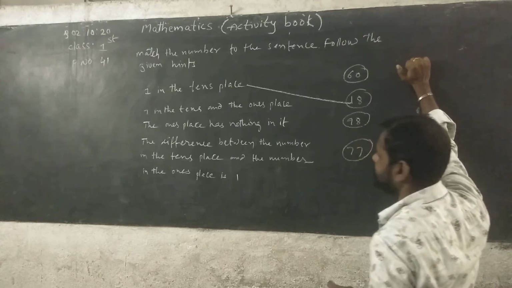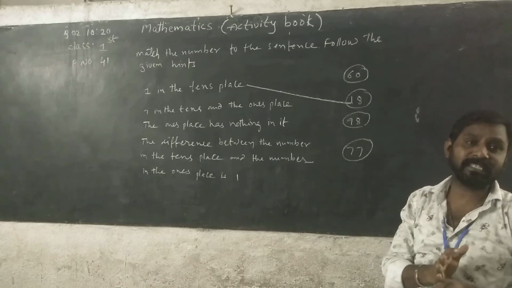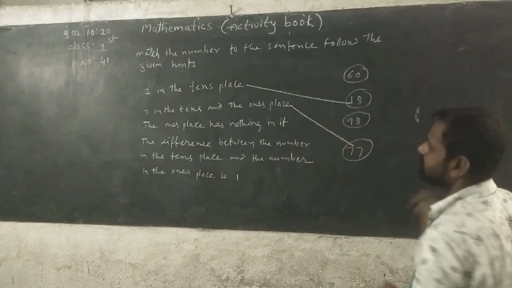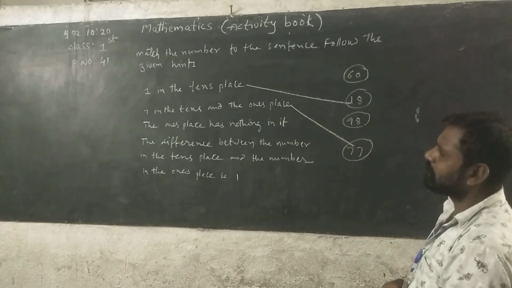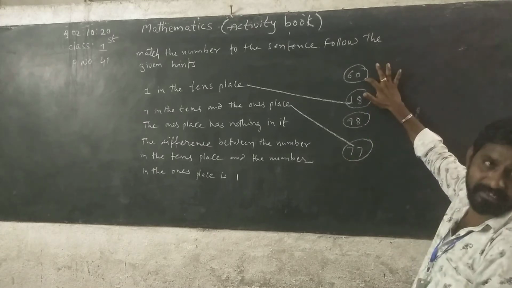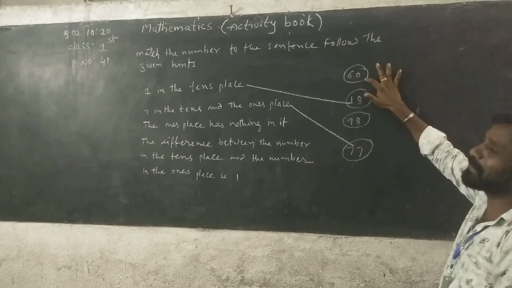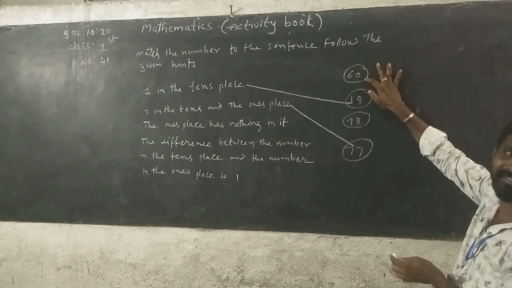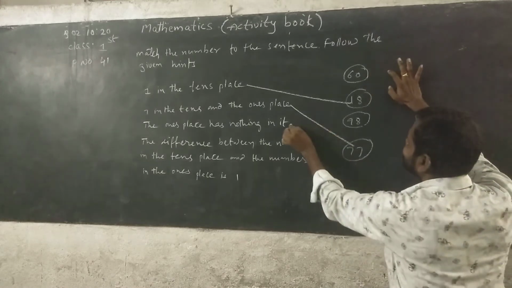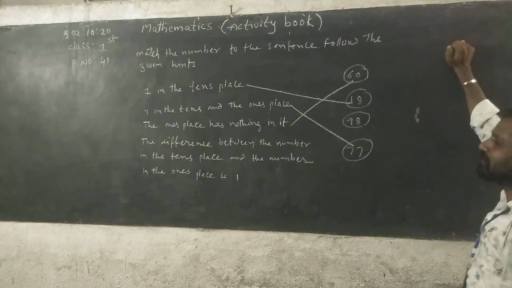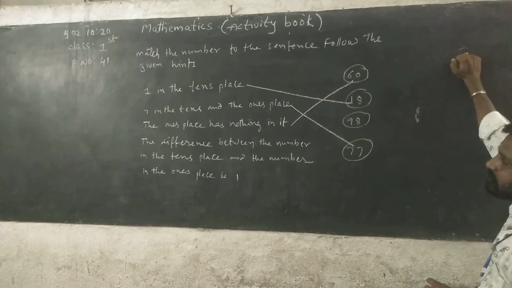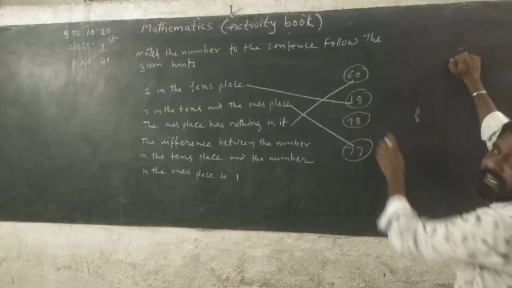the ones place. 7 is in the tens place and the ones place has nothing in it, which means 760. Next, the difference between the number in the tens place and the number in the ones place is 1. So 98.